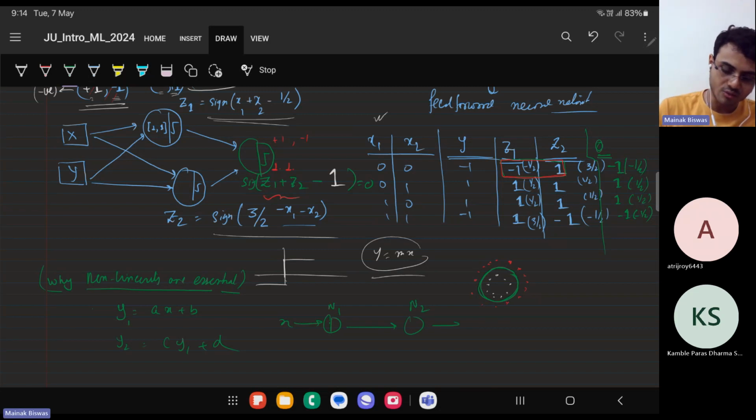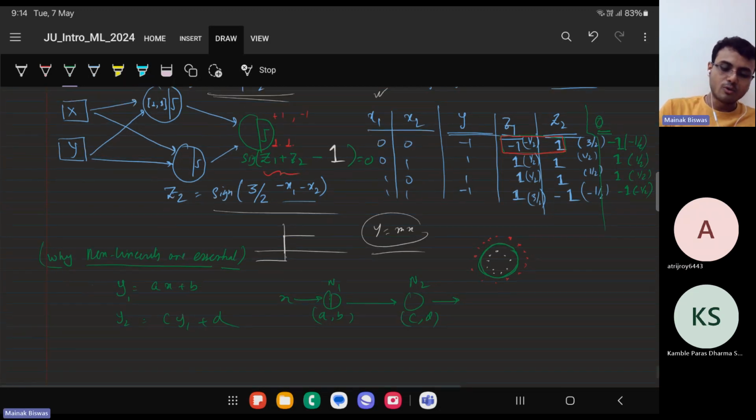Right, this is my first neuron, which is a and b. The second neuron is c and d. Right? From now onwards, you should be able to understand this notation. Yes. So x is my input. Whatever I get, y1 here is my output. Okay, now you see if I write y2, can I write this as c of ax plus b plus d?